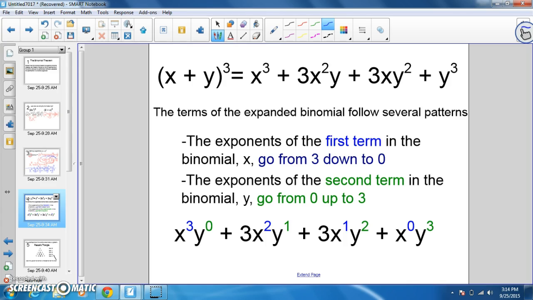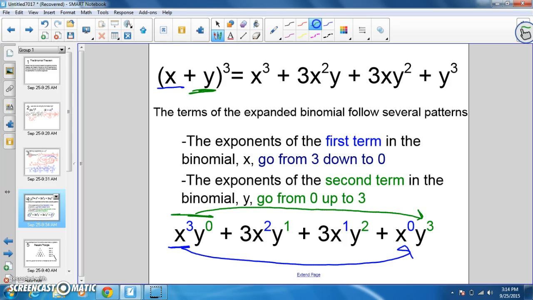So two of the patterns that we will need to expand binomials will be that the exponents of the first term in the binomial, which would be x, start at 3 and go down to 0, where the exponents of the second term, y, start at 0 and go up to 3. So that's the pattern that we're going to use for our exponents.